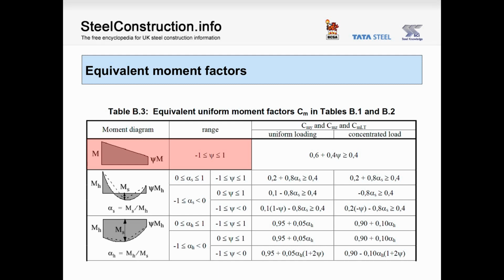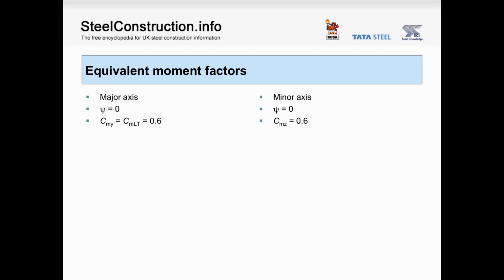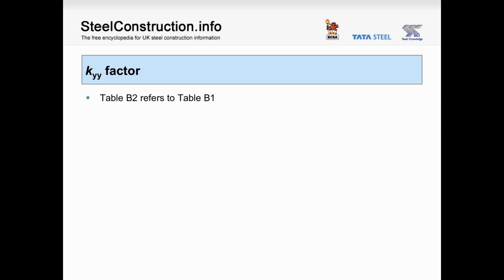In both directions, psi in our example is 0. So over on the right hand side, the value of CMY, CMZ and CMLT is always going to be 0.6 plus 0.4 times 0, which is of course 0.6. So the three values are all the same, CMY, CMLT and CMZ, in each case 0.6. Then we can start to establish the interaction factors.